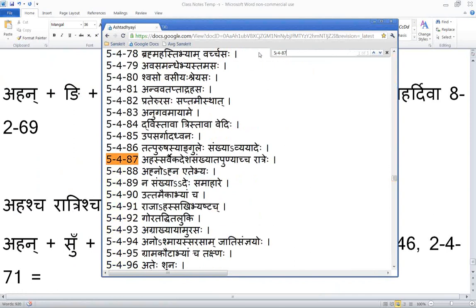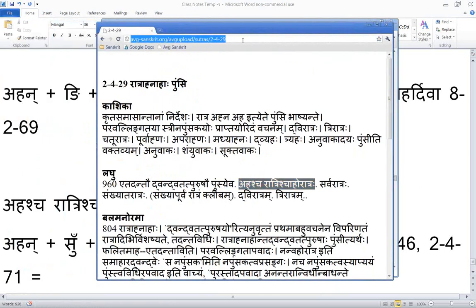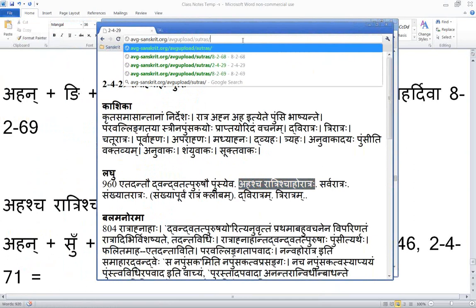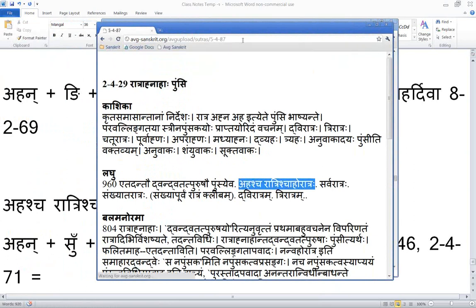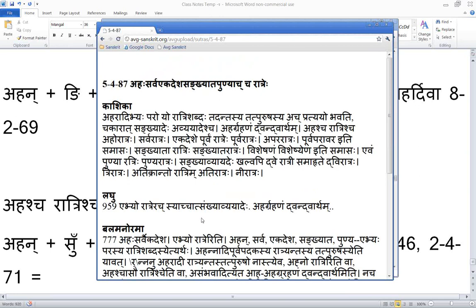It says, Ahasarvaikadesha Sankhyata Punyacha Ratrehe. Let's look at the vritti of 5.4.87. It says, Ebhyaha Ratrer Ach Syat, Sankhya Avavadehe. Ahargrahanam Dvandvartham. So when you have Ratri as the second member of a compound, and the first member is one of these, which is Ahan, Sarva, Ekadesha, Sankhyata, Punya.